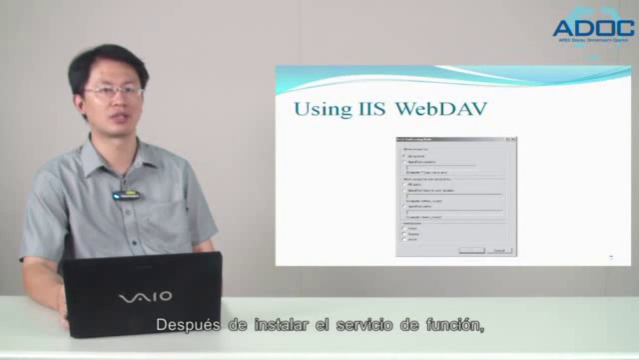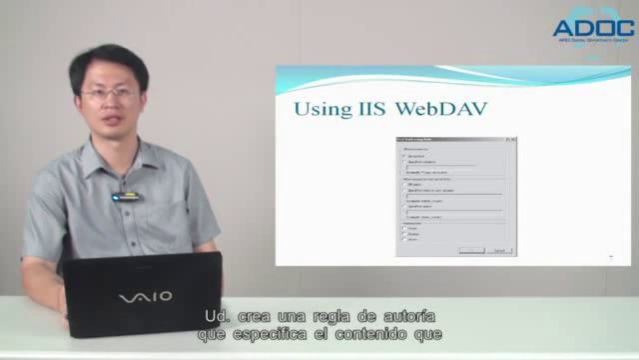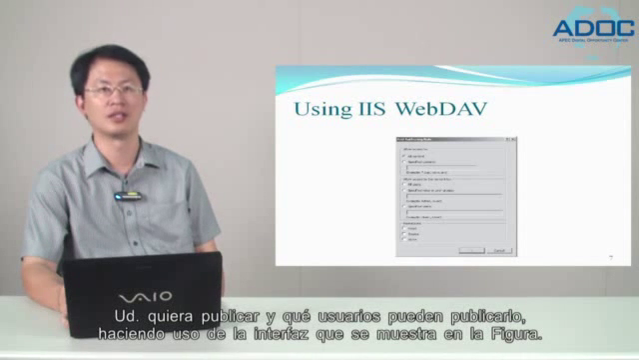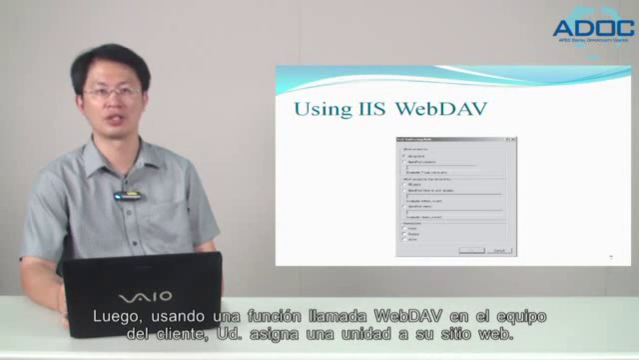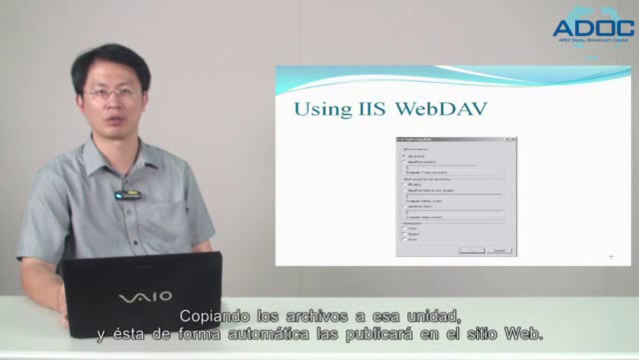After installing the role services, you create an authoring rule that specifies what content you want to publish and the users by whom it can be published, using the interface shown in the figures. Then, using the feature called the WebDAV redirector on the client computers, you map a drive to your website, and copying files to that drive automatically publishes them on the website.